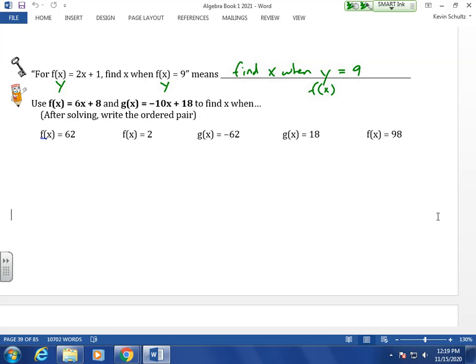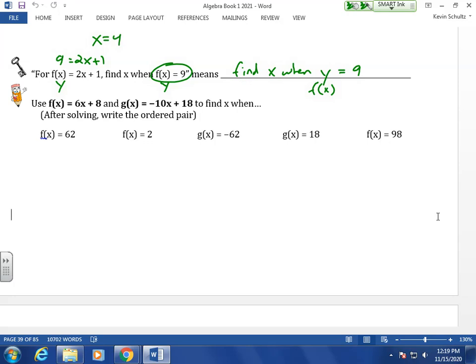Okay? So in this case, let's write that down. Find x when y, the f of x, equals 9. So in this case, we are just replacing f of x with 9, and we're finding the x value that makes that happen. That gives us 9. Essentially solve for x here. Two-step equation: subtract 1, divide by 2. I believe we get x to be 4.